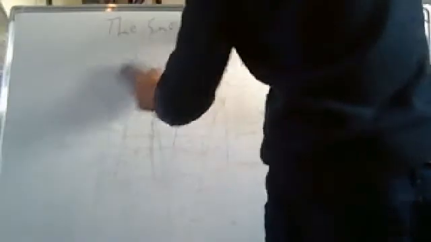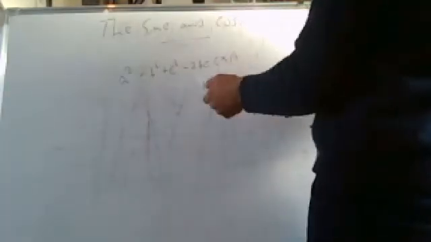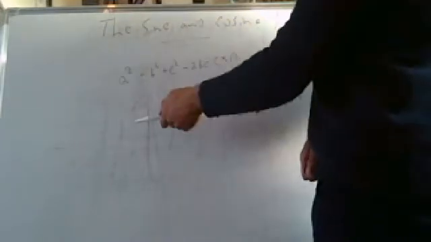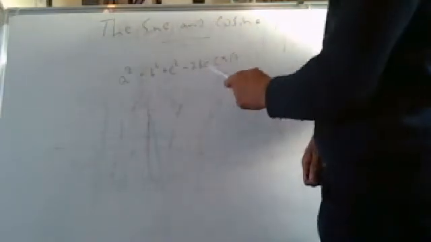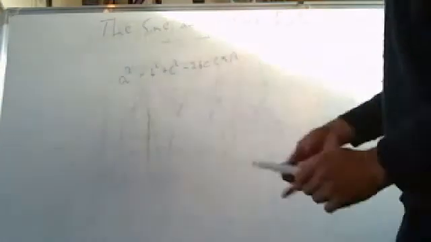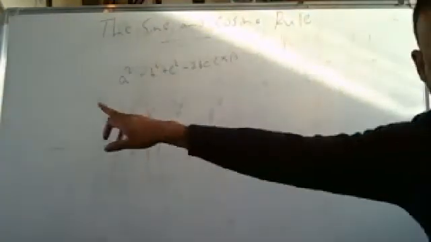And the cosine rule is obviously a squared equals b squared plus c squared minus 2bc cos A, or you could write b squared equals a squared plus c squared minus 2ac cos B, or c squared equals a squared plus b squared minus 2ab cos C. Okay, so you can use any letter at the front as the subject.